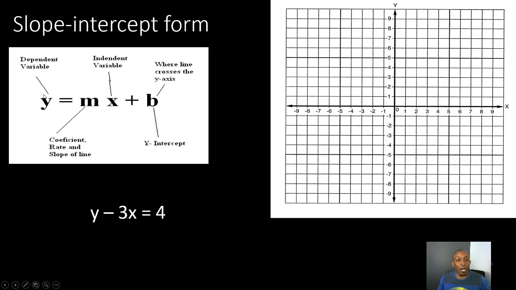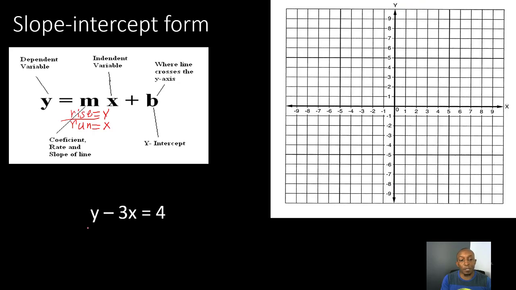Our dependent variable is going to be y, and then m is going to be our coefficient, rate, and slope of line. You'll also hear m as being our rise over our run. When we say rise over run, really we're just looking at a ratio of our y to our x. Our independent variable is going to be x, and our y-intercept is going to be b, and that's simply where the line crosses the y-axis right here.